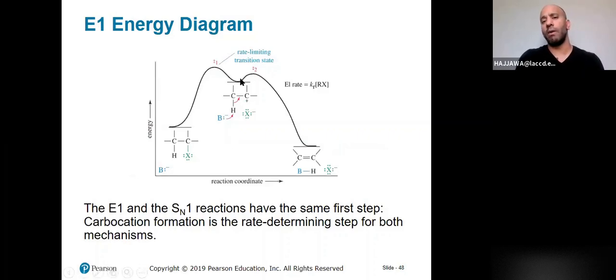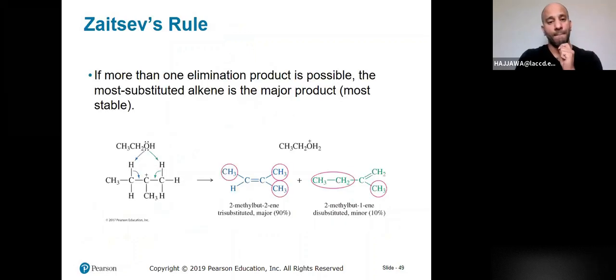So the carbocation will be the intermediate. You have two transition states. The very first step is the slower step, and you can see here that the activation energy is higher than the second. So the reaction rate will always depend on the alkyl halide. That's why we call it a unimolecular mechanism.